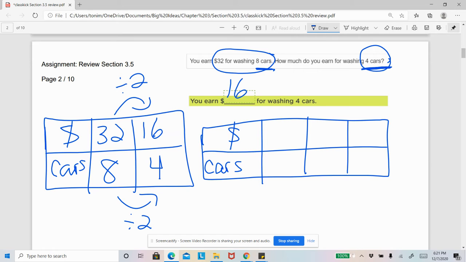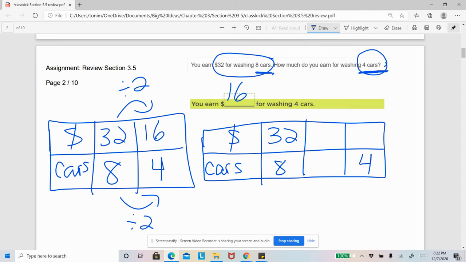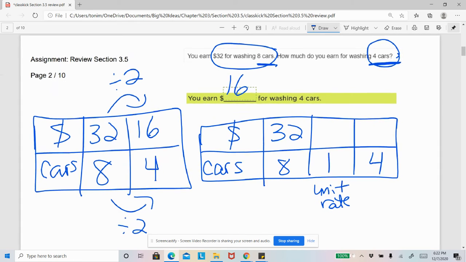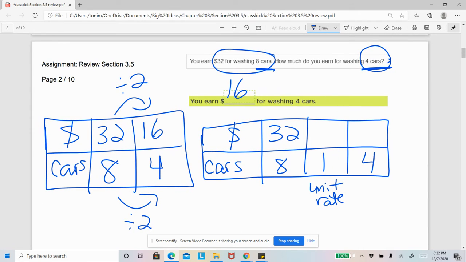But our answers aren't always that easy. So what we need to do is you're going to find out you have $32 for 8 cars. You want that middleman in the middle, and you want to go to 4 cars. That middleman is telling me we need to go to the unit rate. Okay, anything going to the unit rate will help us get to any number that doesn't go into each other.